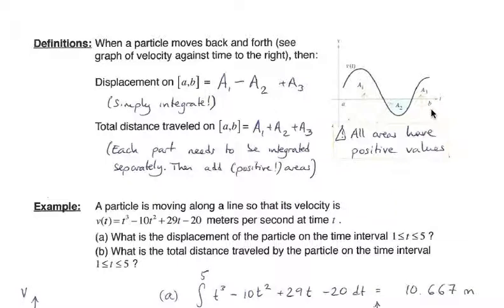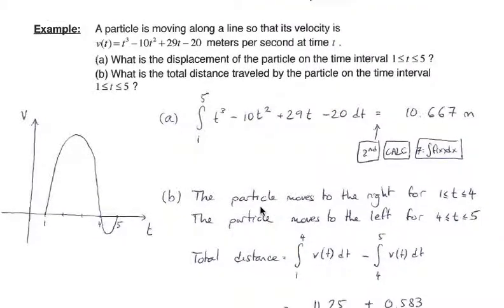The real problem is when you are asked to find the total distance. Here our particle was going to the right, and then for a while it was going to the left until here, and then it's going to the right again. So in this case you need to integrate each of these parts separately to add the positive values. So you'll have the positive A1 plus positive A2 plus positive A3. So for the total distance traveled on AB, each part needs to be integrated separately, and then you add the positive values.